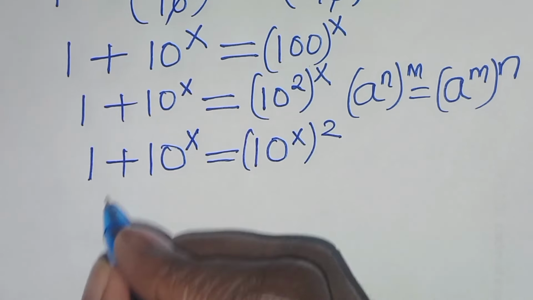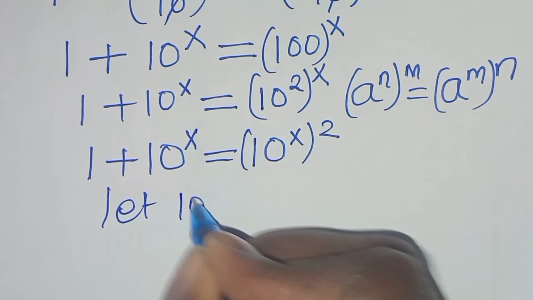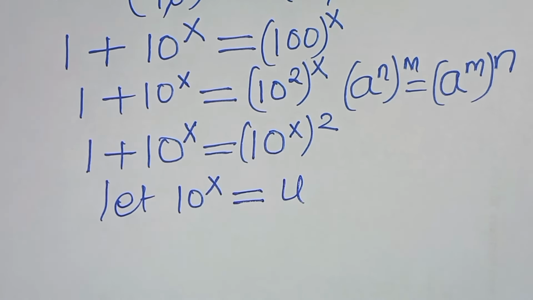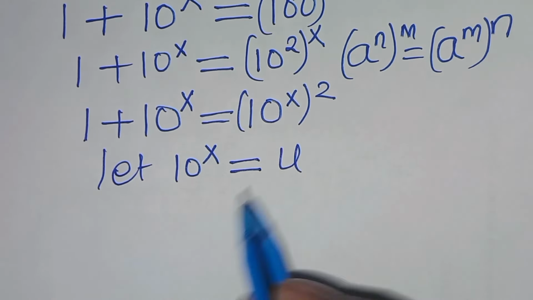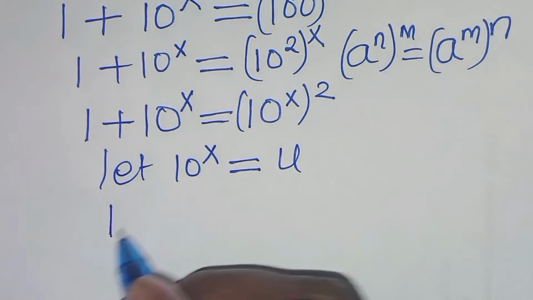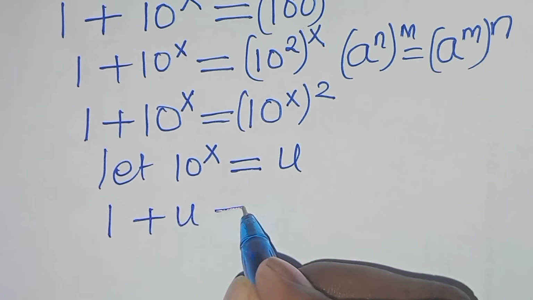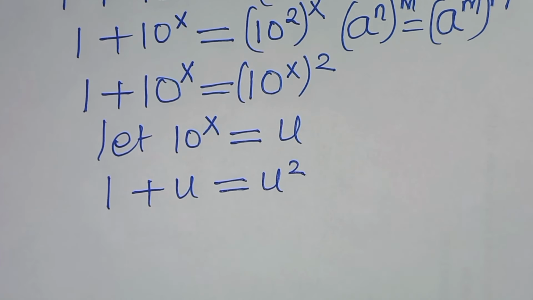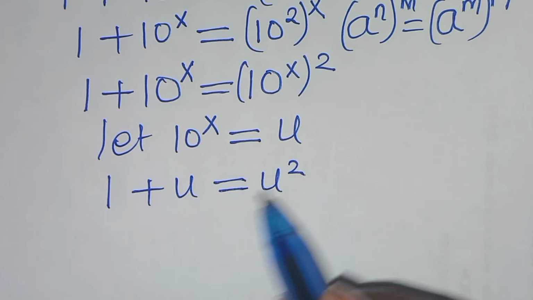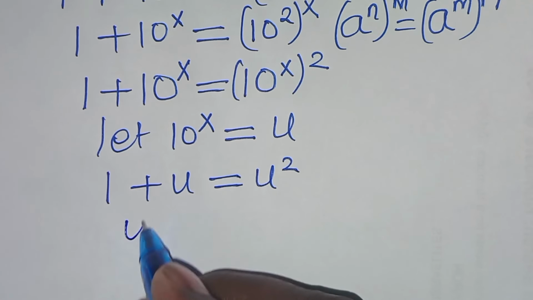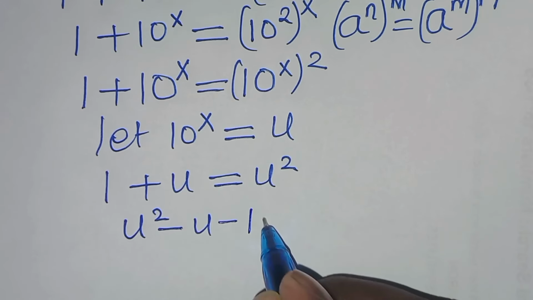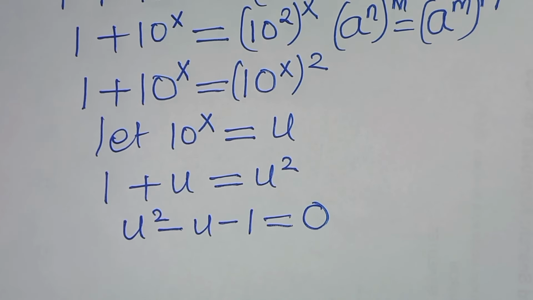The next step is that we can say, let 10 to power x be equal to u. So we can substitute u so that we have 1 plus u equal to u squared. The next step is to take 1 plus u to the right hand side so that we have u squared minus u minus 1 equal to 0.